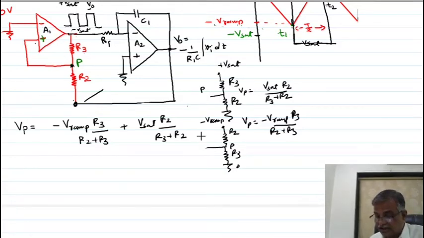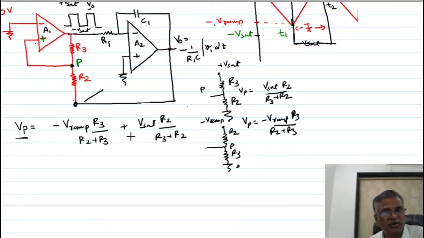Now the second time, here I have to give a negative voltage, and this is 0. Negative voltage means minus V ramp. So I have kept minus V ramp at this point, and this is ground. What is the voltage at this point? It is minus V ramp into R3 upon R2 plus R3. The addition of these is called the superposition principle. So with the help of the superposition principle, I can find the value of the potential at point P.